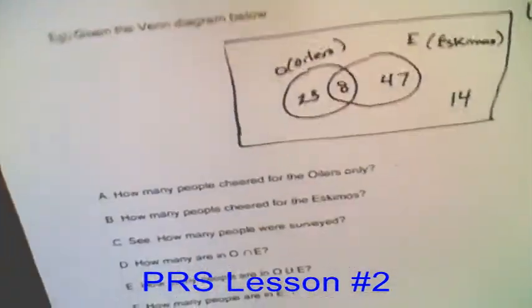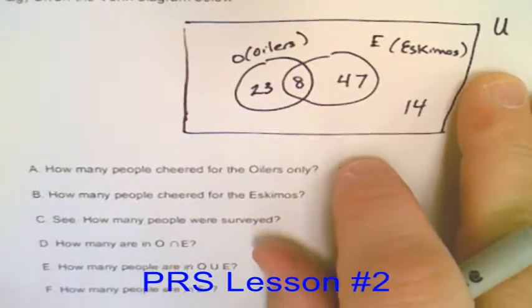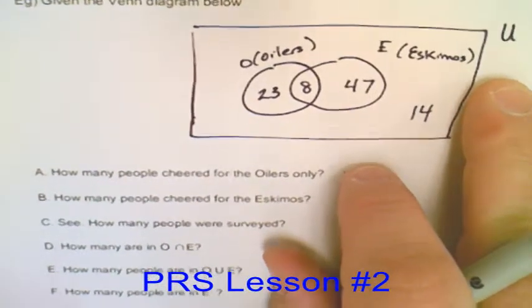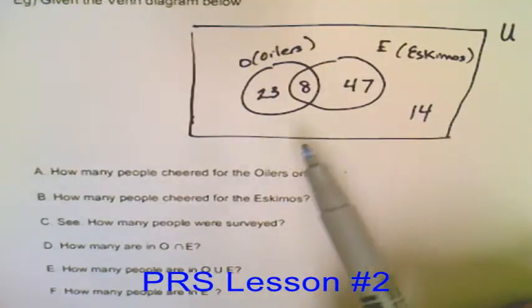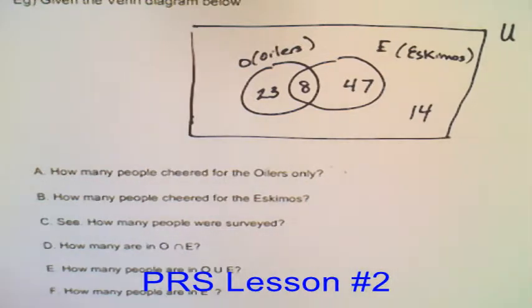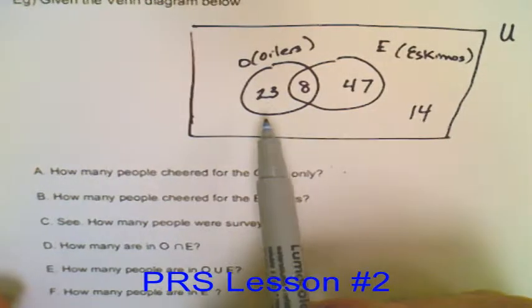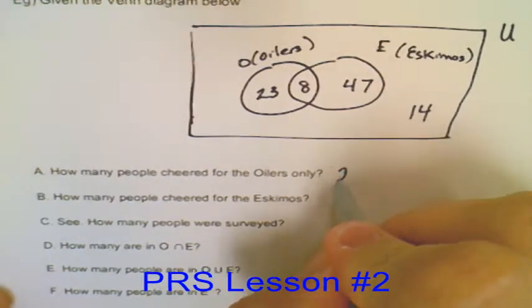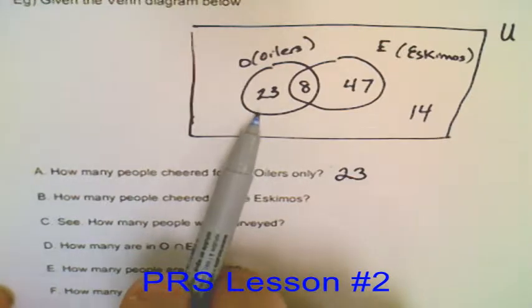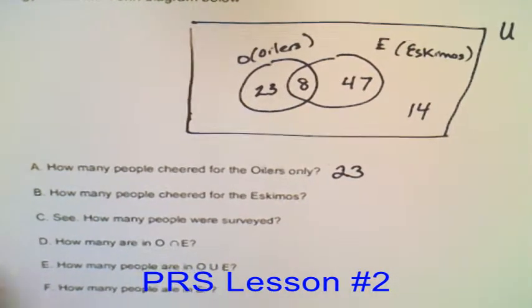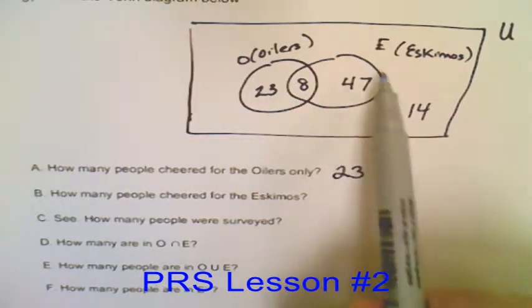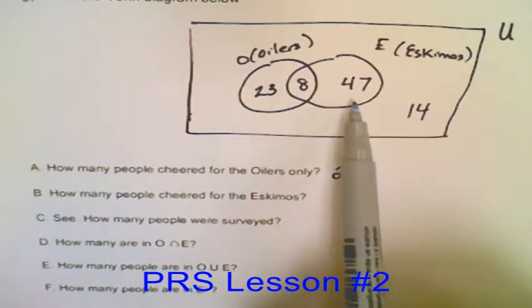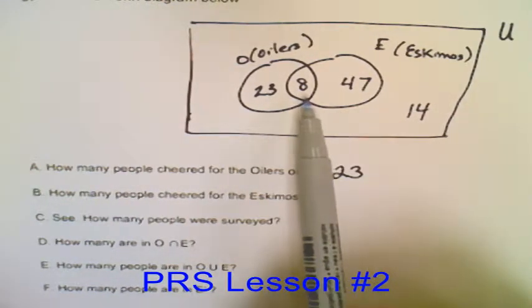Okay. And I've got some numbers. I know that 23 of the people I surveyed were just Oilers fans, 8 were both, 47, and then there were 14 outside. So I've got this particular Venn diagram. And once again, this just comes down to the language, what's going on with the language for this question. Okay, so given that Venn diagram, there it is.